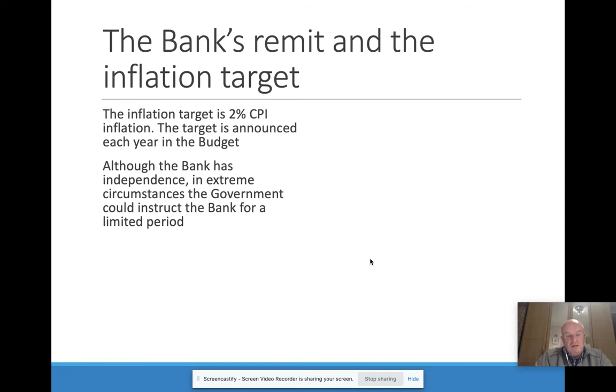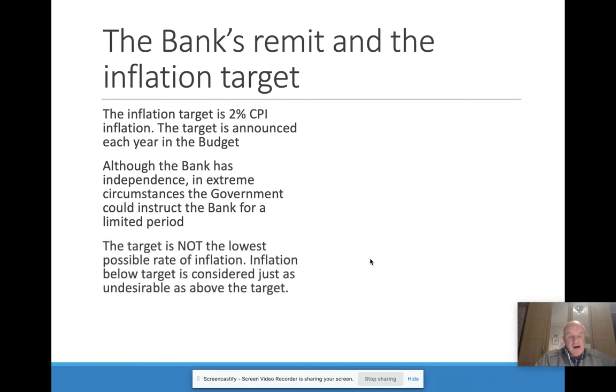Now, obviously, the bank is independent, but in extreme circumstances, the government could actually instruct the bank to do certain things for a limited period. So at the end of the day, the government still has the remit to say, right, no, we don't agree with you, the Bank of England, you must do what we require you to do. To be honest, they are likely to be very much in line with each other, attempting to achieve things in the same way. So that would very rarely happen in the scenarios that we find at the moment. But that is an option should the government choose to invoke it.